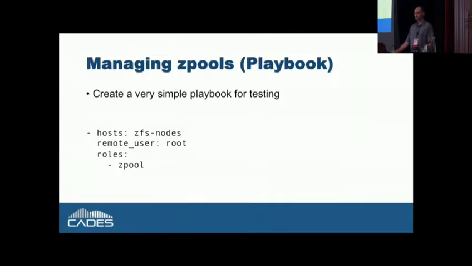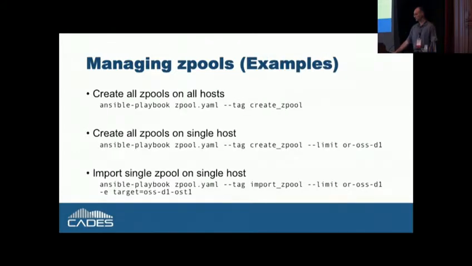And then for testing, you can create a very simple playbook where you list your hosts, all your ZFS nodes, and throw in the zpool role. And then actually using it would look something like this. Call ansible-playbook with the zpools.yaml playbook. If you want to create all the zpools on all your hosts, you give it the tag create zpool, and it will go out to all your hosts and create all the zpools. If you just want to create zpools on a single host, you basically do the same thing, except now you specify the limit option and you give it a host name.